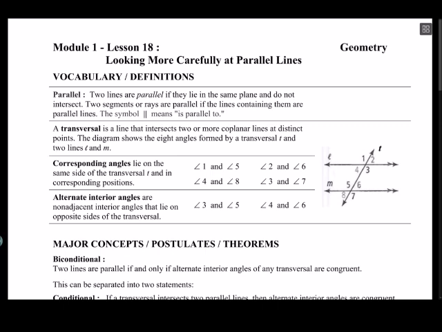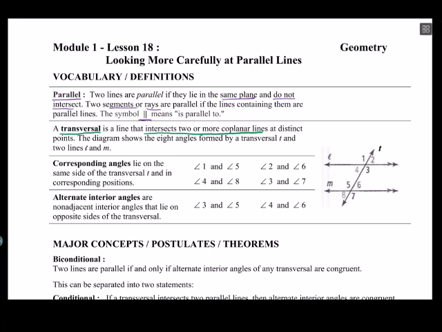Parallel lines lie in the same plane and do not intersect. And segments and rays are parallel if the lines containing them are parallel, and don't forget our symbol is read as parallel to. And you remember a transversal from last topic. It's the line that intersects two or more coplanar lines. So we have lines L and M, and they are intersected by transversal T, and they form special angle pairs.